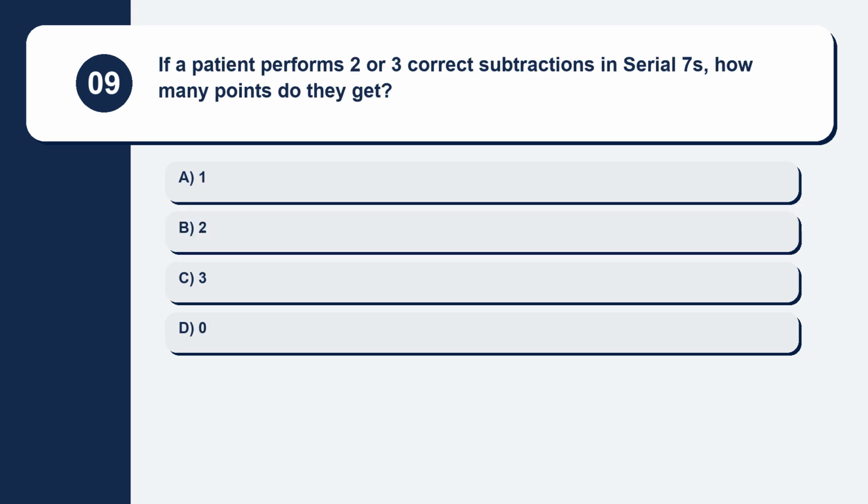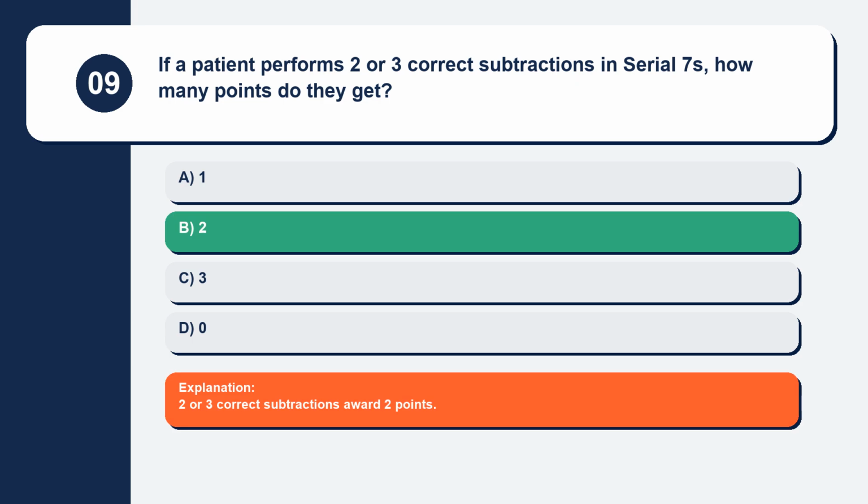Question 9. If a patient performs 2 or 3 correct subtractions in serial 7s, how many points do they get? 1, 2, 3, 0. 2 or 3 correct subtractions award 2 points.